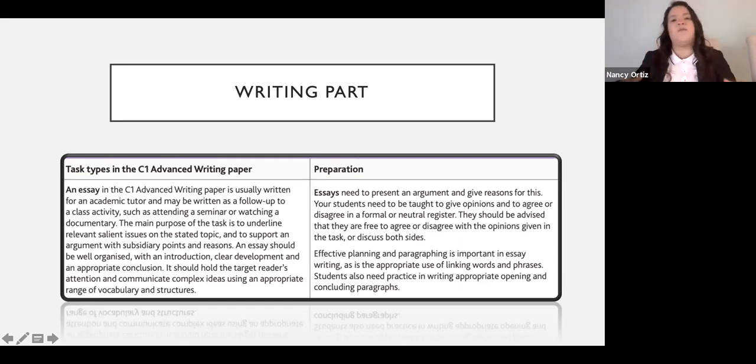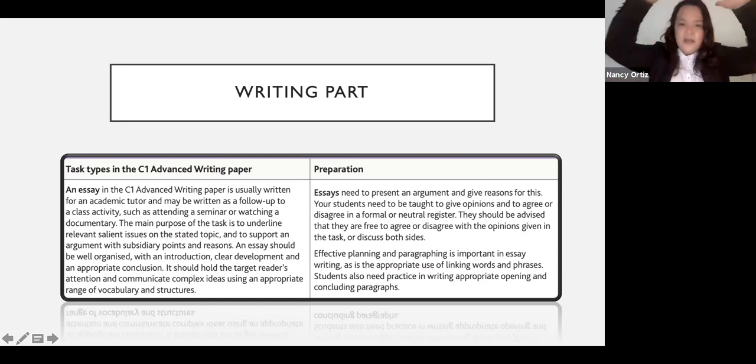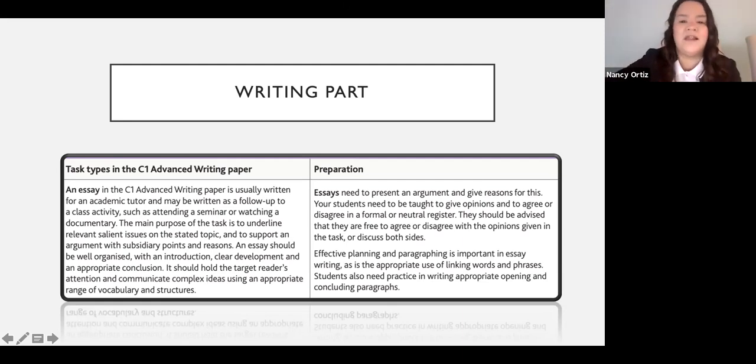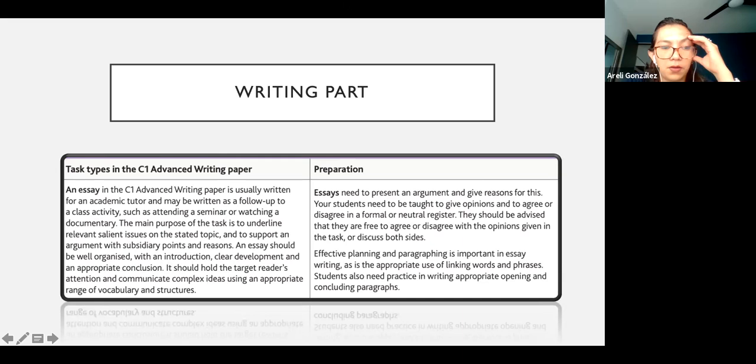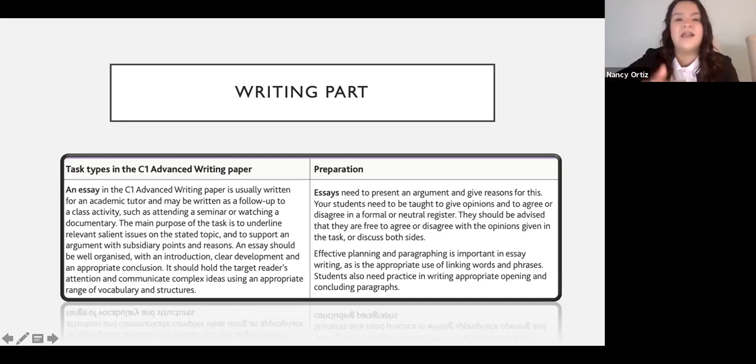Paragraphing is important. Sometimes in the ones we've been practicing, I don't see any paragraphs. It's all in one or only 2 paragraphs. But paragraphing is important, okay? The appropriate use of linking words and phrases, that comes with vocabulary too. Instead of but, also, but, also, but, also. What are other words we can use?